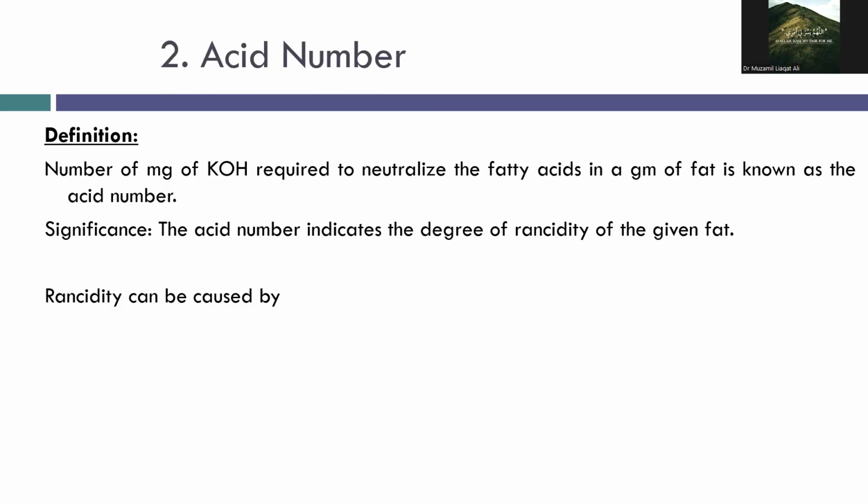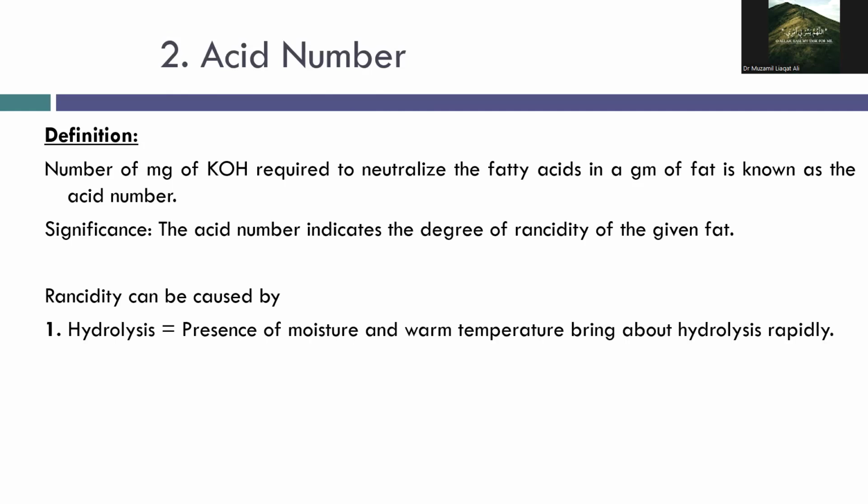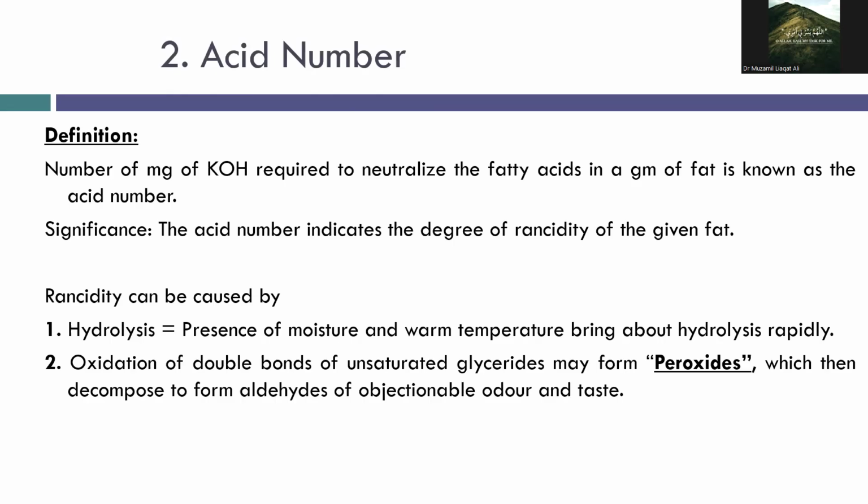Higher acid number means more free fatty acids from hydrolysis or oxidation are produced. Rancidity can be caused by hydrolysis, meaning the presence of moisture and warm temperature bring about hydrolysis rapidly. And the second one is oxidation: the double bonds of unsaturated glycerides may form peroxides, which then decompose to form aldehydes of objectionable odor and taste.